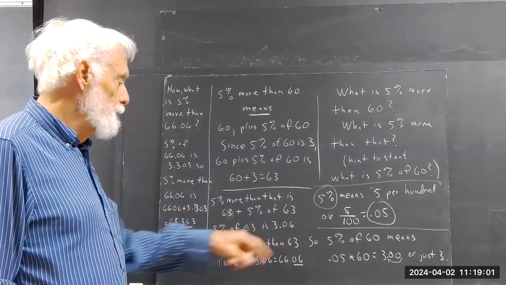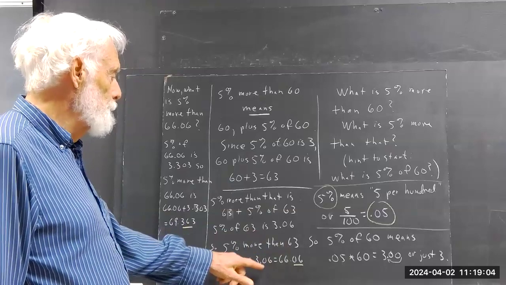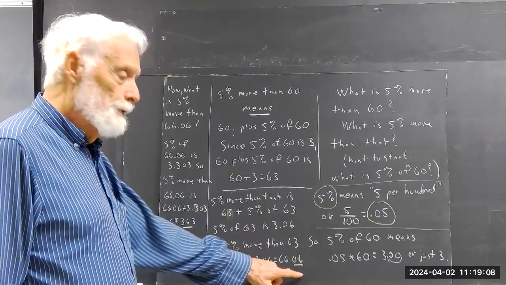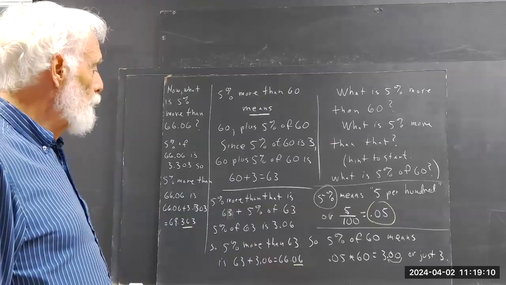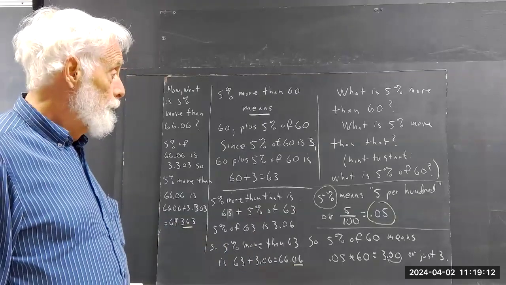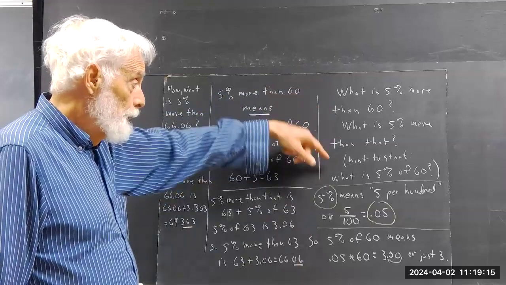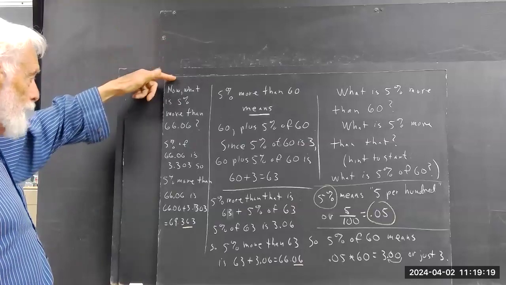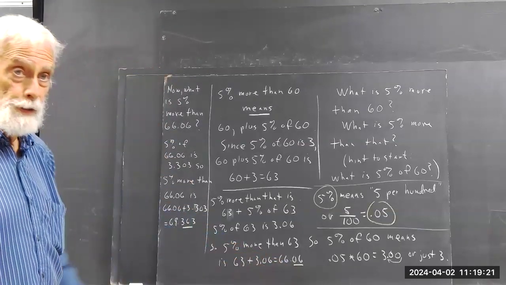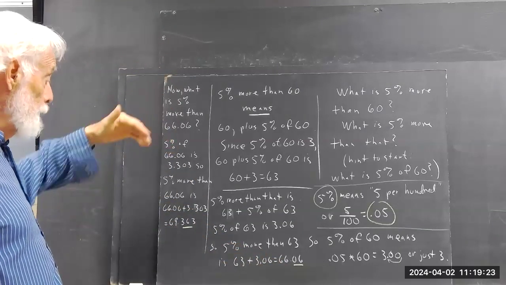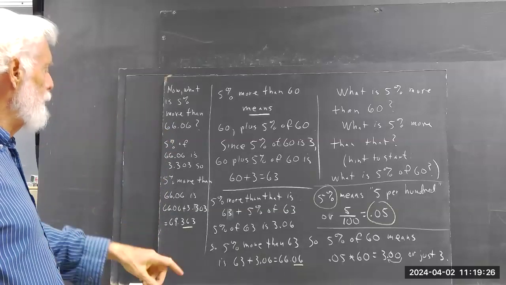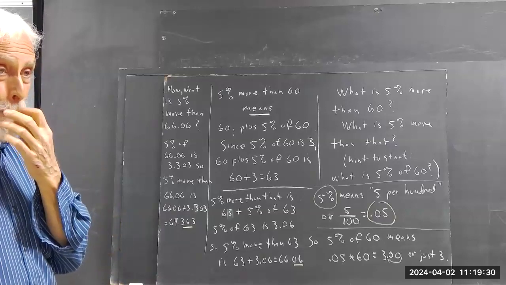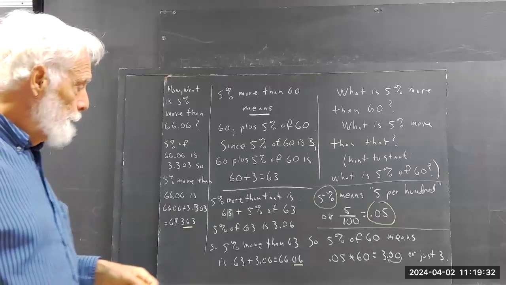What's 5% more than 63 then? Well, it's 63 plus 5% of 63. 63 plus 3.15, which is 66.15. Well, we took it one more step than my original question. So what's 5% more than that? That is 5% more than 66.15. Well, we calculate exactly the same way, and we get 69.4575.